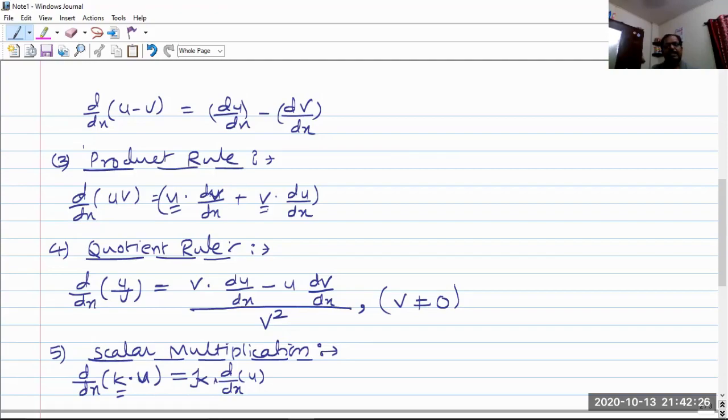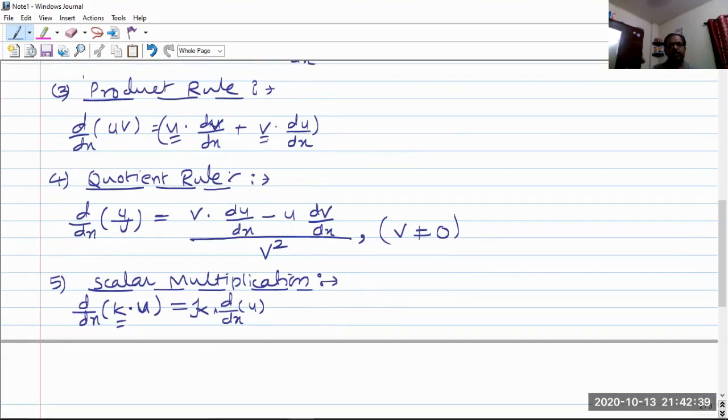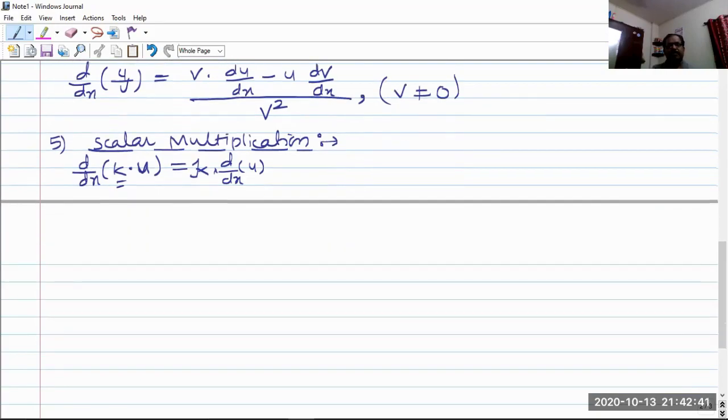So we can try to keep these two formulae in mind, two rules of differentiation in mind. The remaining rules are very obvious, very easy to keep in mind, right? So now let's move ahead for the next part of this differentiation.